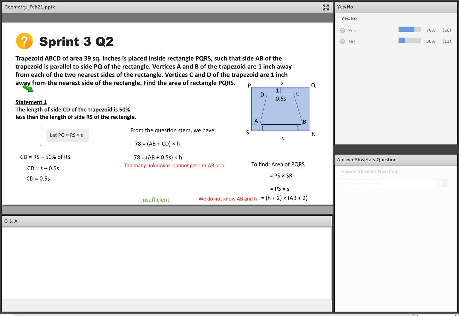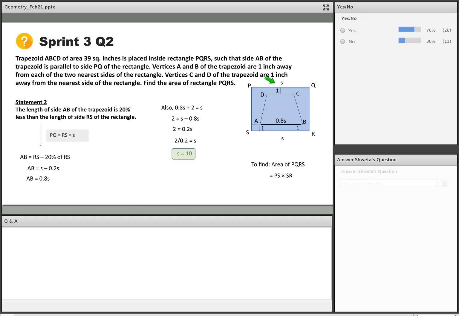Let me go back a little. 0.5S plus what? I don't know this one on the left. I don't know this one on the right. I could not equate it to S. In this case with AB, the extra information I had was that the left is also 1, the right is also 1. So there was this difference, each of the two nearest sides versus just the nearest side. So this small piece made this huge difference here that many of you could not figure out.